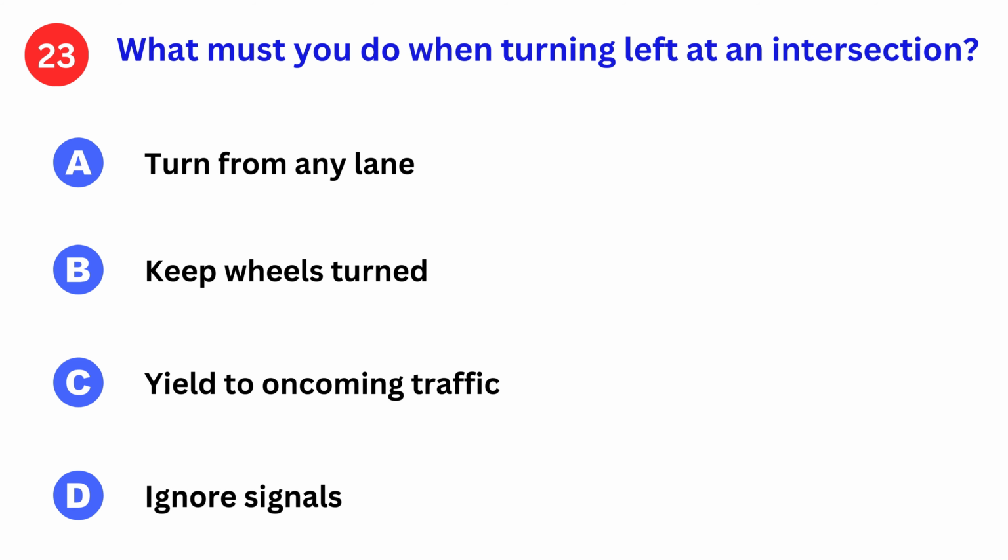What must you do when turning left at an intersection? Option A, turn from any lane. Option B, keep wheels turned. Option C, yield to oncoming traffic. Option D, ignore signals.